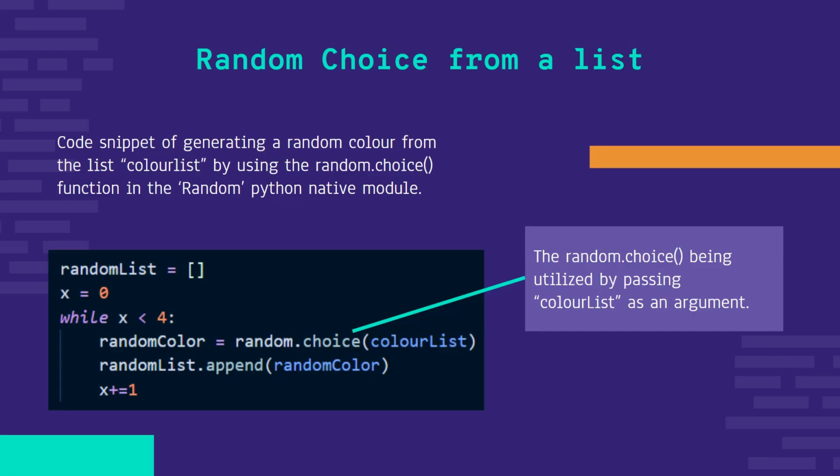The program knows how to pick a random choice from the list because we have applied the random.choice function that is from the Python native module random. As you can see, the colorless variable, which contains all the colors used in the game, is passed in as an argument, and when the function runs, it chooses a random element from the list, which will be stored into the variable random color and appended to the list variable named randomList.